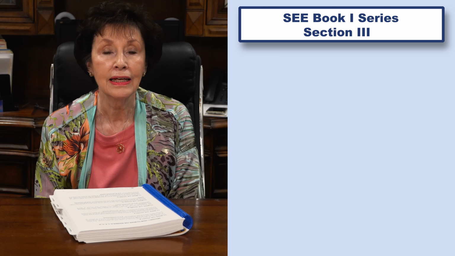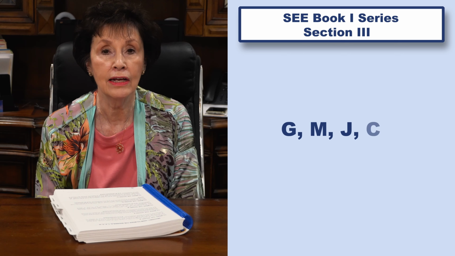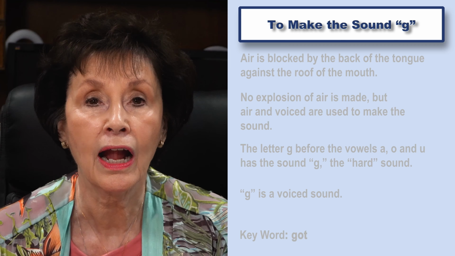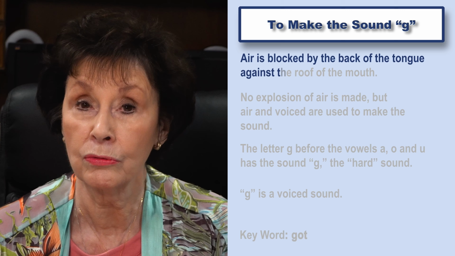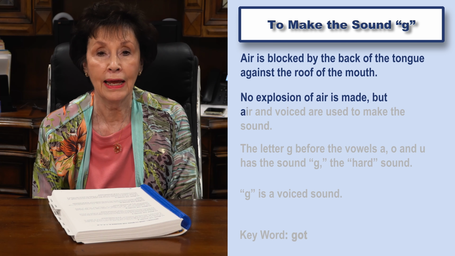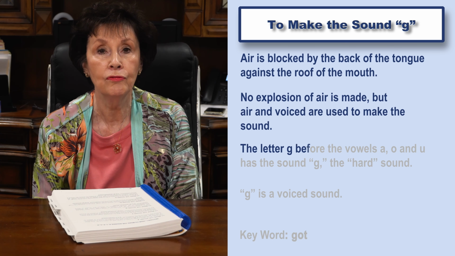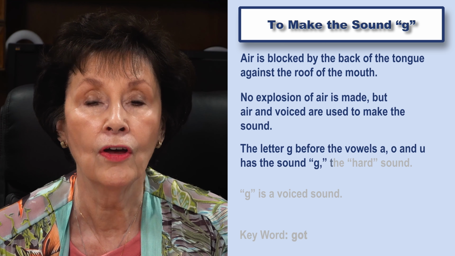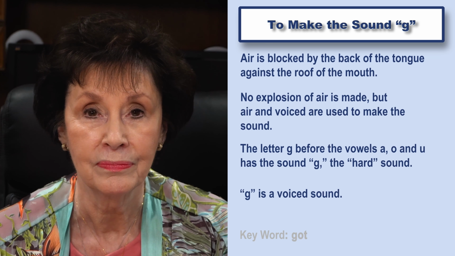Section 3 includes the letters and sounds for G, M, J, V, and R. To make the sound of the letter G, air is blocked by the back of the tongue against the roof of the mouth. No explosion of air is made, but air and voice are used to make the sound. The letter G before the vowels A, O, and U has the sound G, the hard sound. G is a voiced sound.